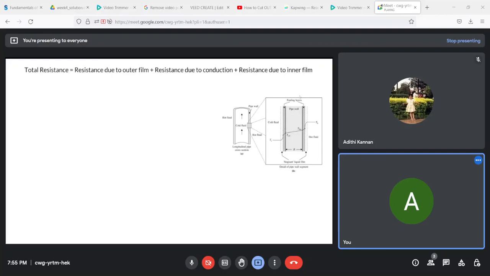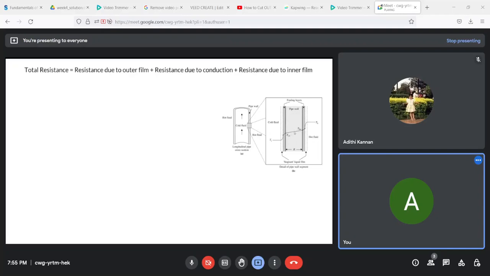Let's ignore the fouling layers here. This is only if your material gets deposited and starts forming scales or layers. This will impede heat transfer, but we are not concerned about this right now. So from the outer of the pipe, it will conduct through the pipe into the inner layer. So this is the second process.